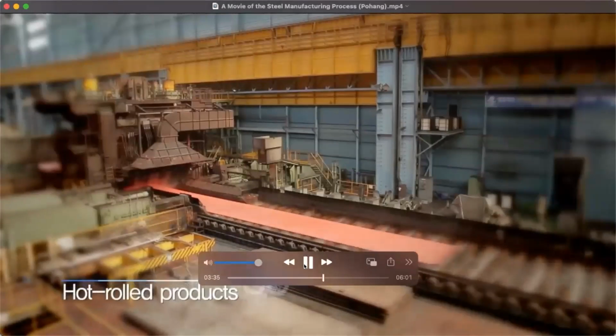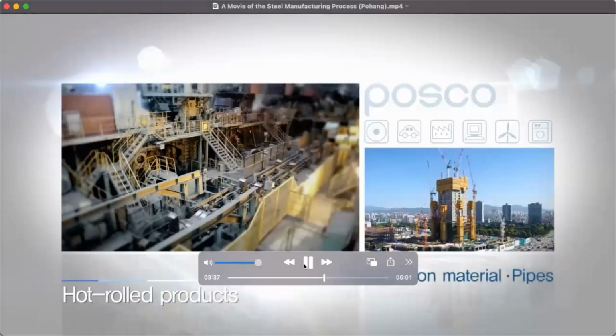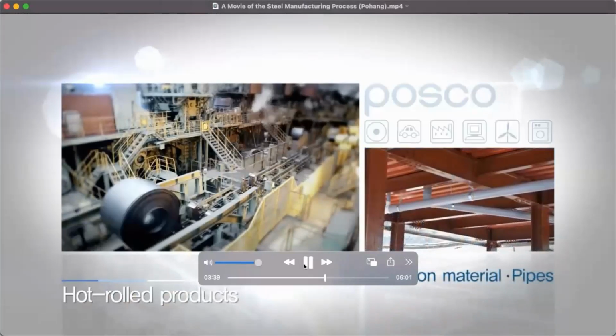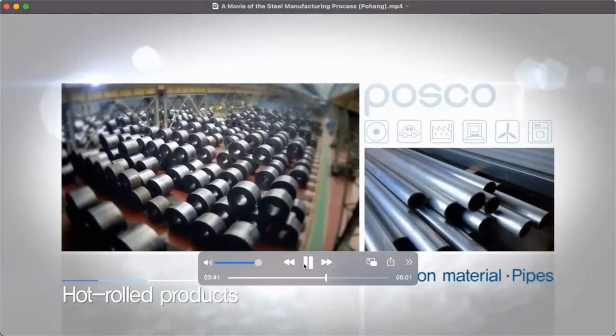Turns into a thin and long steel sheet. This hot rolled product is used widely as construction materials and pipes in various industries.